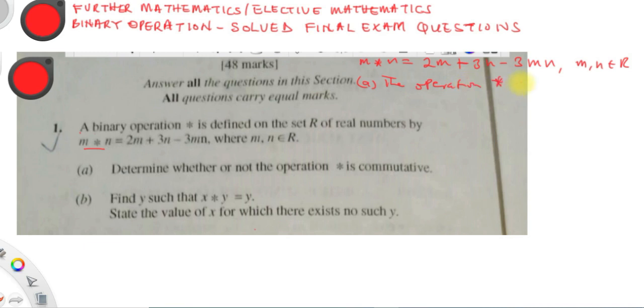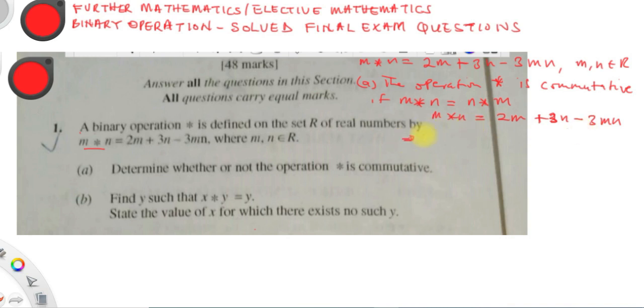So we can say that the operation star is commutative if m star n is equal to n star m. If this is equal to this, irrespective of the order, if you get the same thing, then it means that the operation is commutative. We know that m star n is equal to 2m plus 3n minus 3mn. If you really understand, you know that the operation will never be commutative because of the coefficients of m and n.